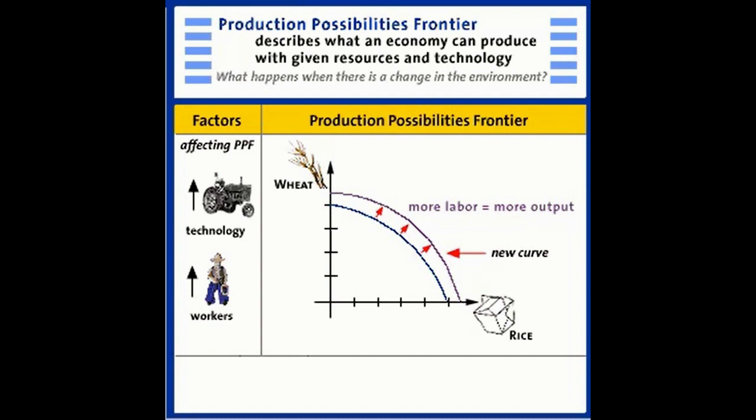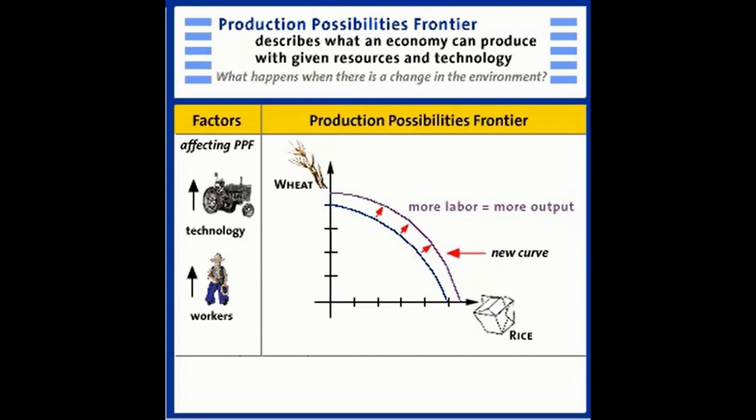Suppose now that we have a different kind of change. Let's suppose that a change occurs that increases this economy's productivity in the wheat industry, but not in the rice industry. Suppose a new fertilizer is discovered that increases the productivity of wheat farms, but doesn't do anything for rice farms. How would we show that change in this picture?